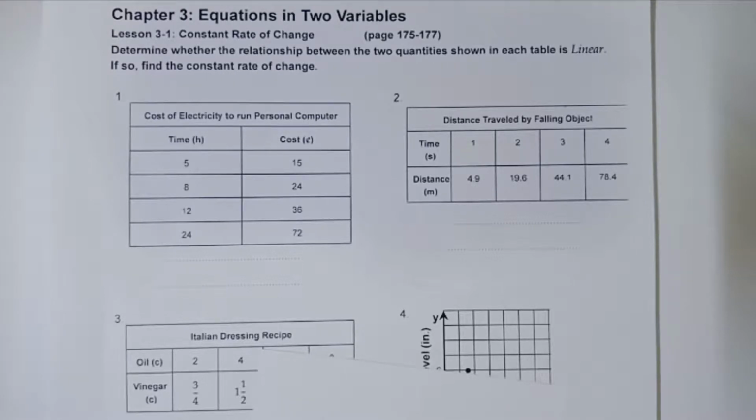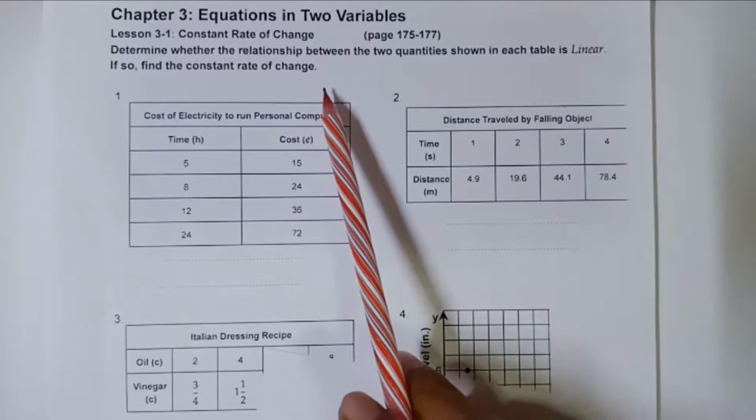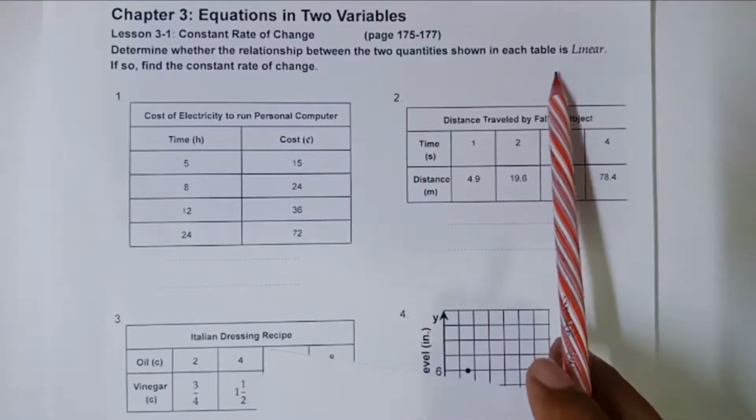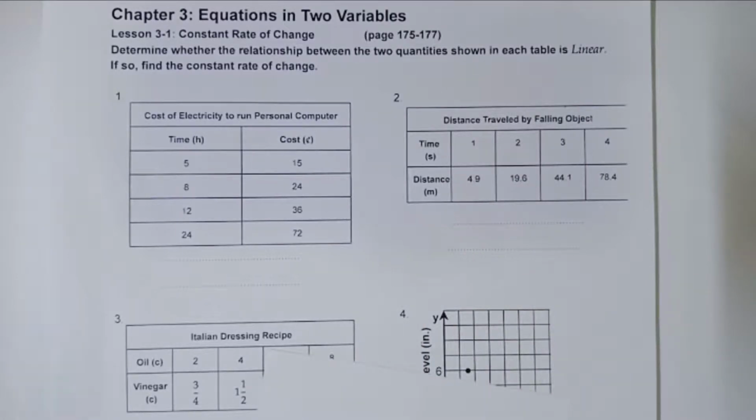Lesson 3-1, constant rate of change. Determine whether the relationship between the two quantities shown in each table is linear. If so, find the constant rate of change.